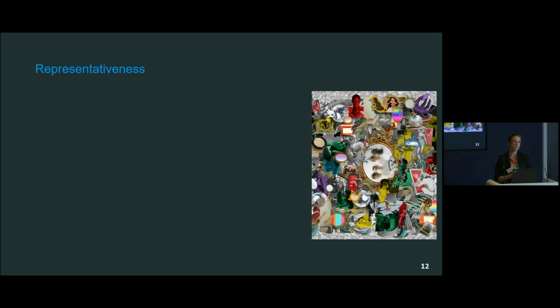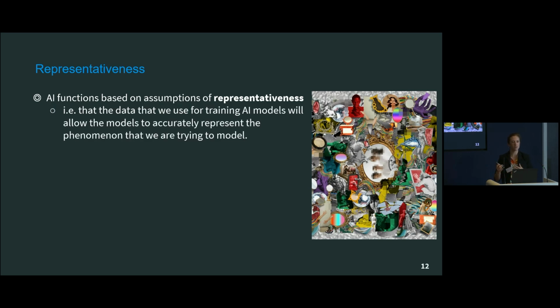So, for example, representativeness. I think that's really one of the core assumptions of AI as a discipline. You assume that the data you use for training an AI model will allow the model to represent whatever you're trying to represent, right?